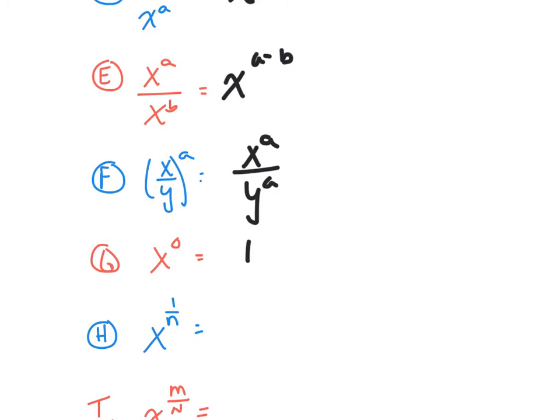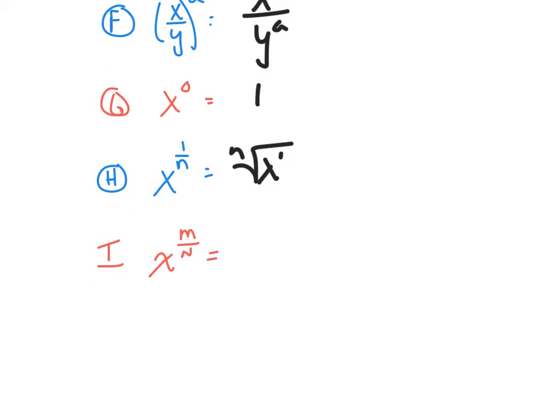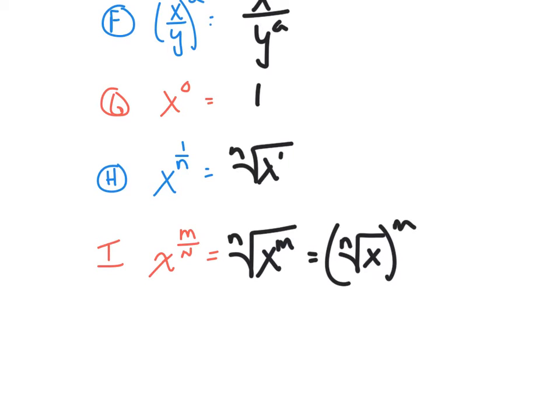H, this is that unit fraction property. So we said this is the nth root of x to the first. Remember, we described roots as being in the bottom of a flower, a plant, a tree, etc. So that number on the bottom always describes the root. And finally, I, this again is the nth root of x to the m power. Now remember, they can rewrite this another way as the nth root of x, and they could put that m power all outside. So just be familiar with both.